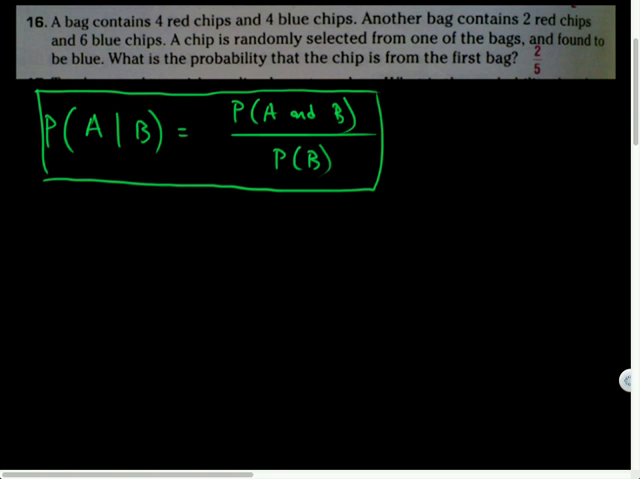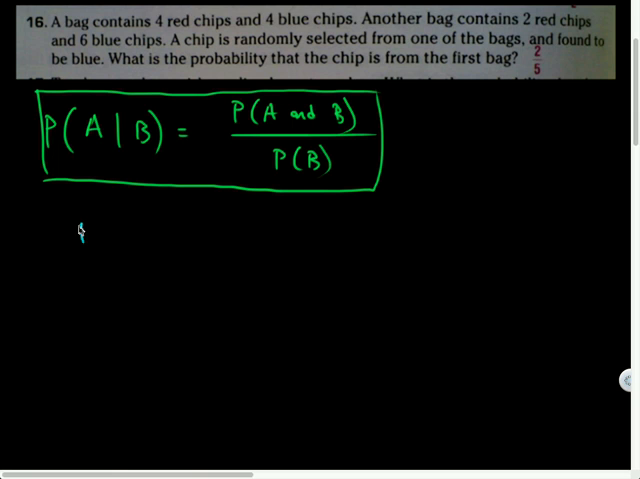So let's see. I haven't even read this problem yet. Let's see what happens. A bag contains 4 red chips and 4 blue chips. Another bag contains 2 red chips and 6 blue chips. I hate these ones because I have to do a tree in order to figure this out. A chip is randomly selected from one of the bags and found to be blue. What is the probability that the chip is from the first bag?